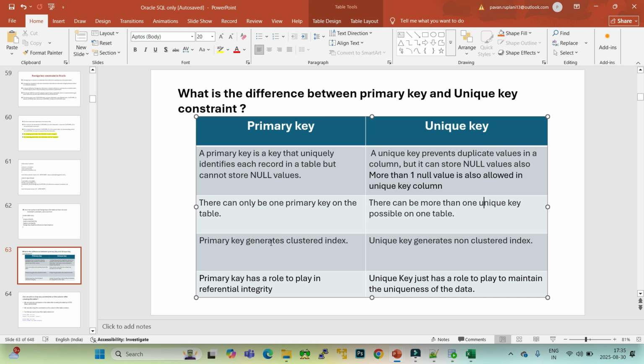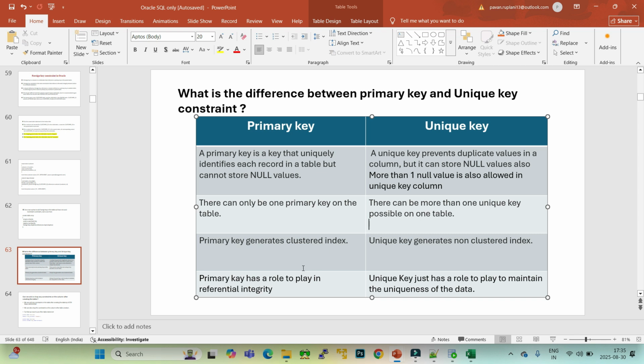Now, what is the second difference? There can only be one primary key in a table, right? Only one primary key in a table. But as far as unique key is concerned, more than one unique key is possible in one table. There can be more than one unique key in one table, right?